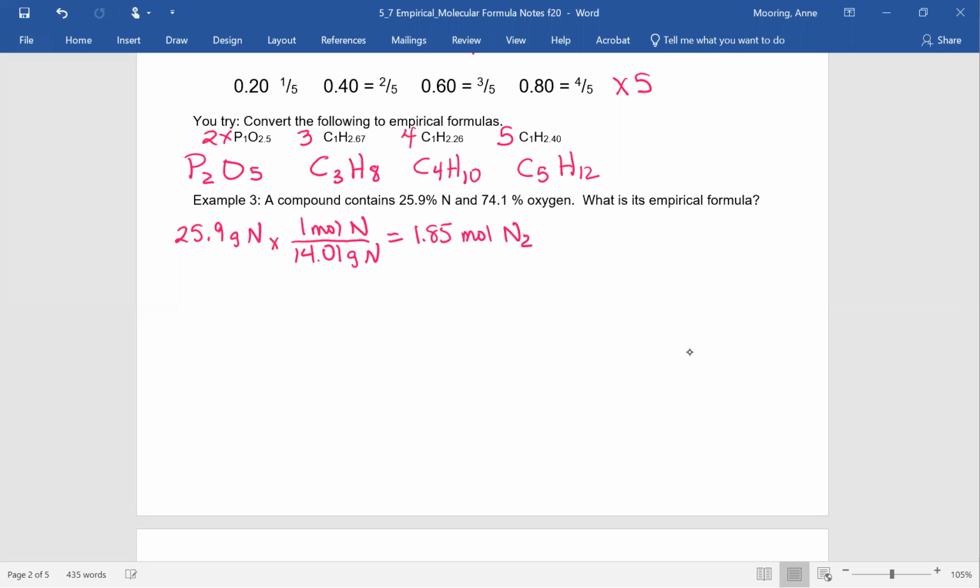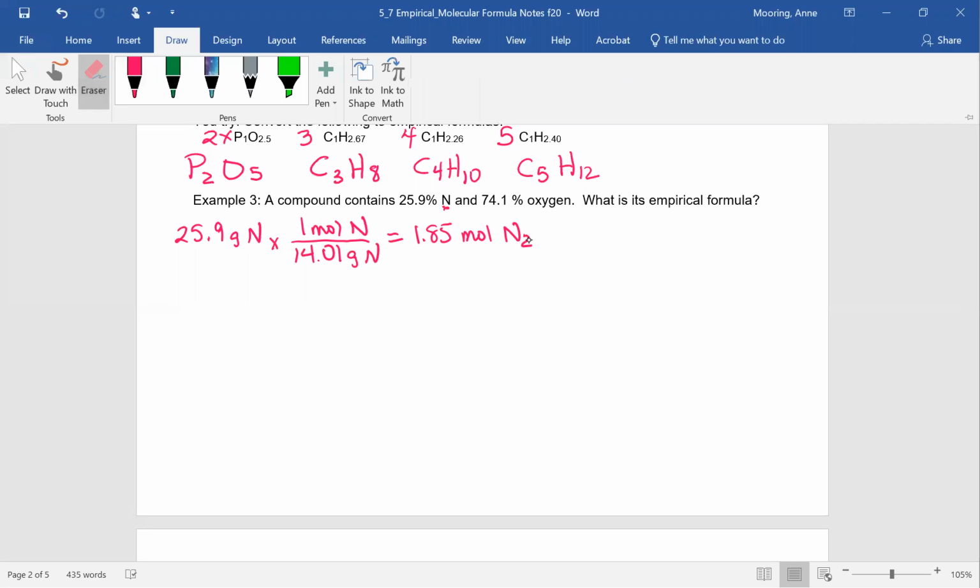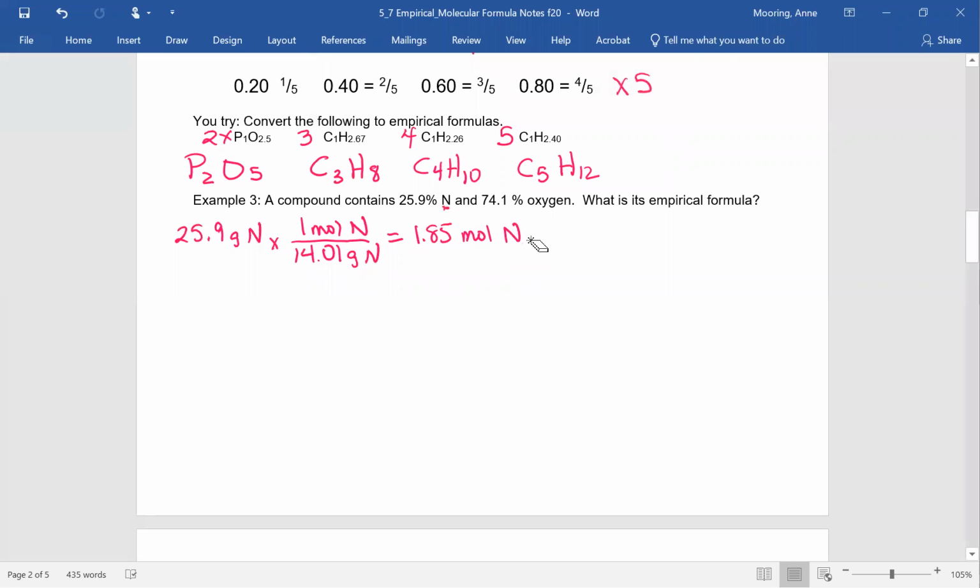Let's do the same thing. Let me draw your attention to that. I put N2, but this is just nitrogen. So I need to get rid of that N2. So I'm glad I made that mistake. That's a common mistake students make. When you're working these empirical formulas, don't use diatomics.